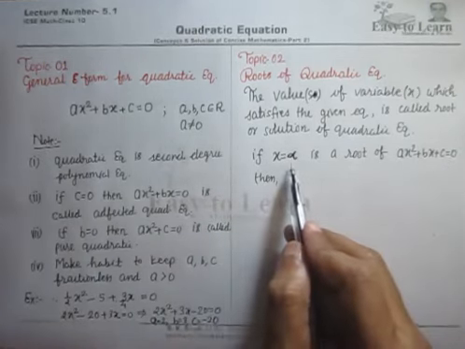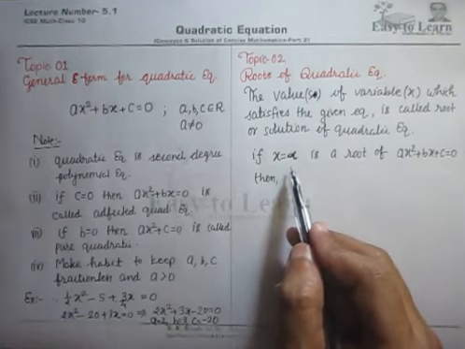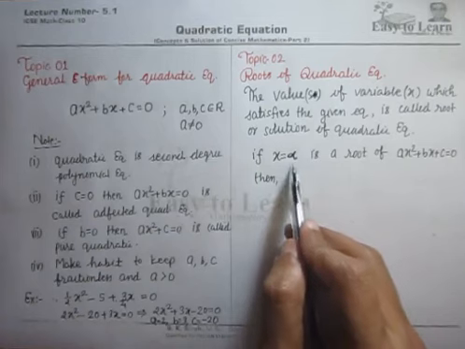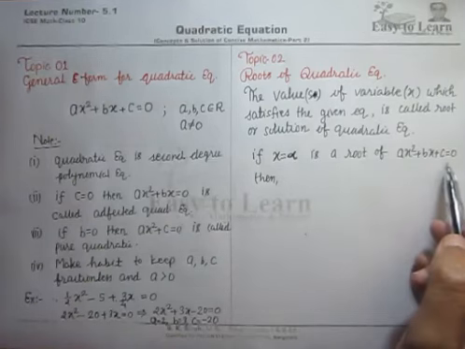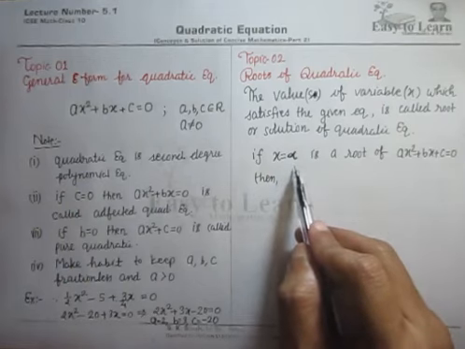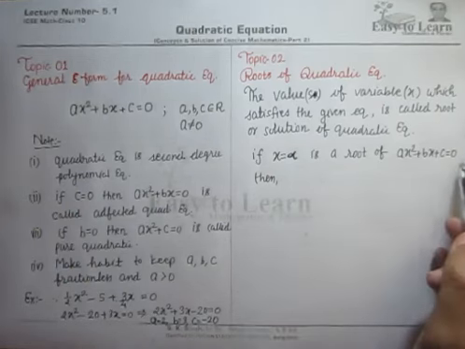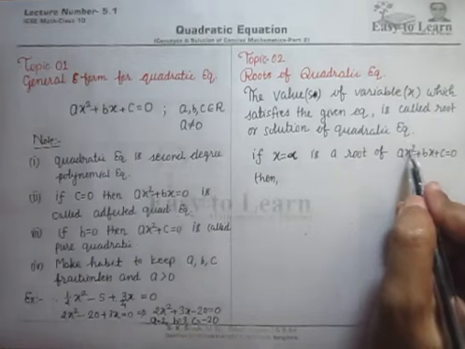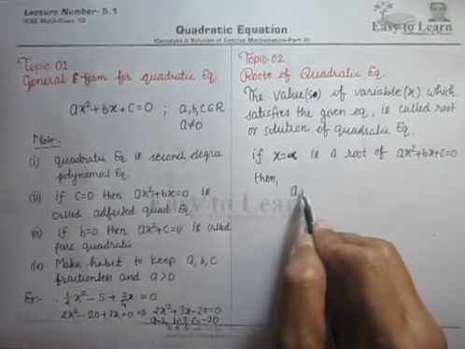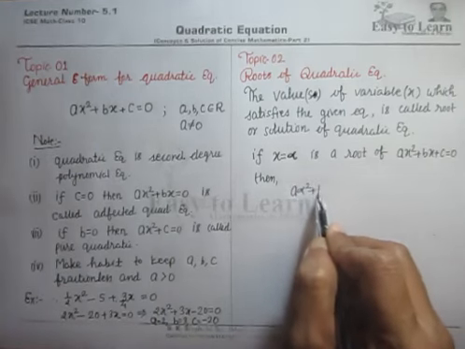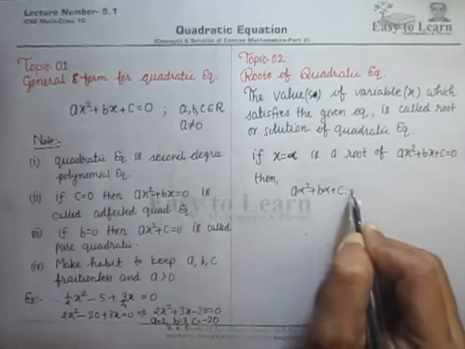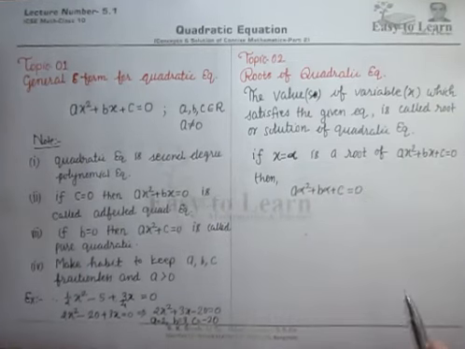If x is equal to alpha is a root, what does it mean? It is a solution of this equation. It means this value of x must satisfy this equation. It means this value of x will make LHS and RHS equal. So if I put alpha in place of x, then you will get a alpha square plus b alpha plus c, and its value will be equal to 0. This is the meaning of root.